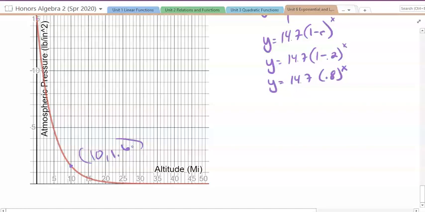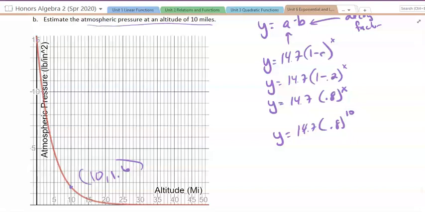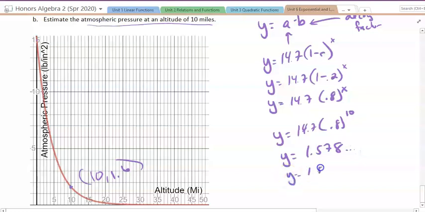Now, if we really want to figure this out, we could plug this into the function. We can go y is equal to 14.7 times the 0.8 to the 10th, and do that in our calculator. And when we do that in our calculator, we're going to get y is equal to 1.578, and so on. And again, think about what our y is in. This is y is equal to 1.578 pounds per square inch of atmospheric pressure.